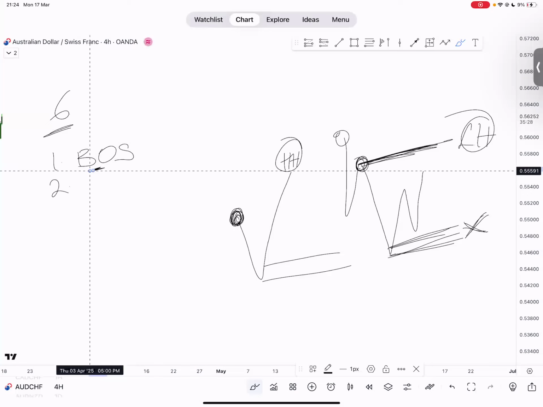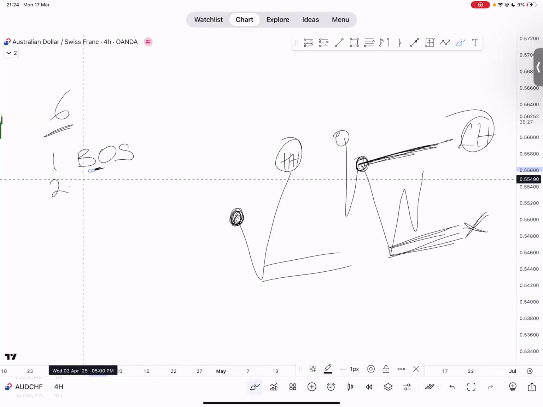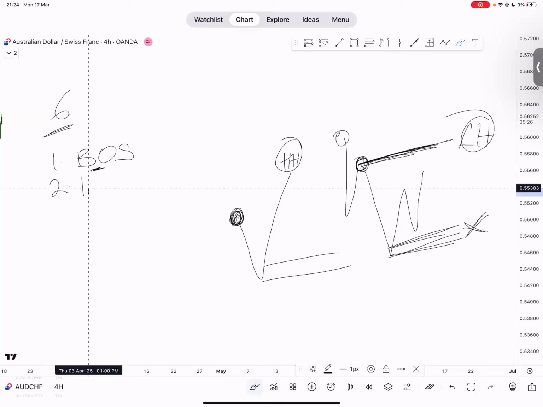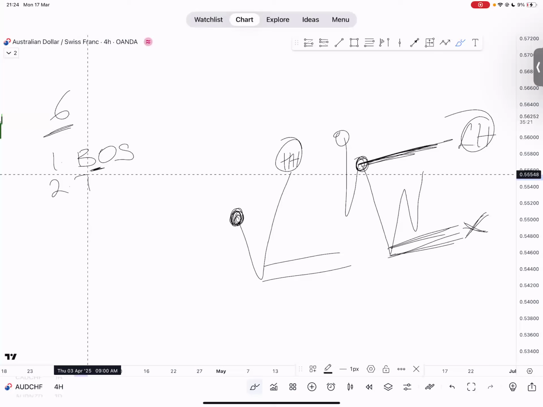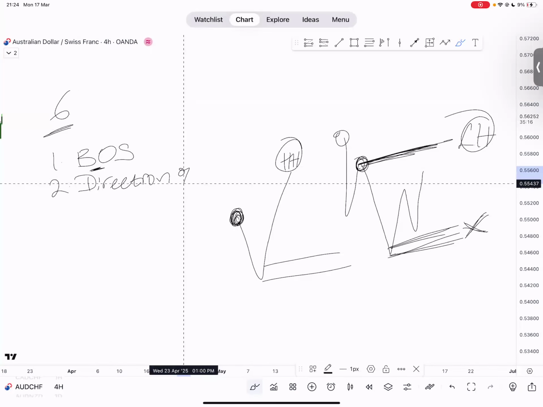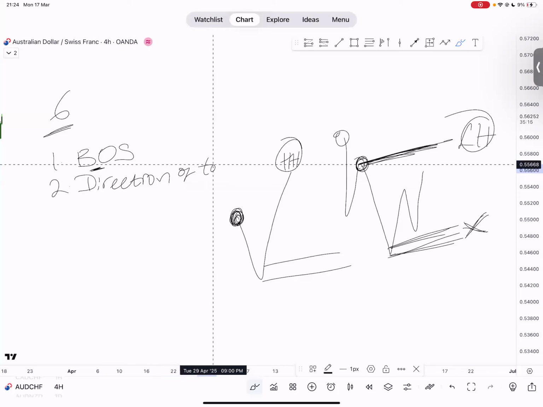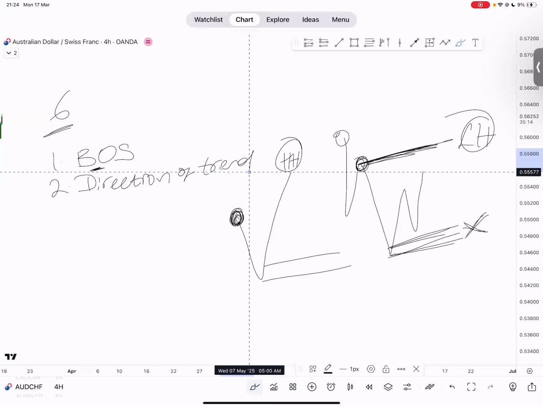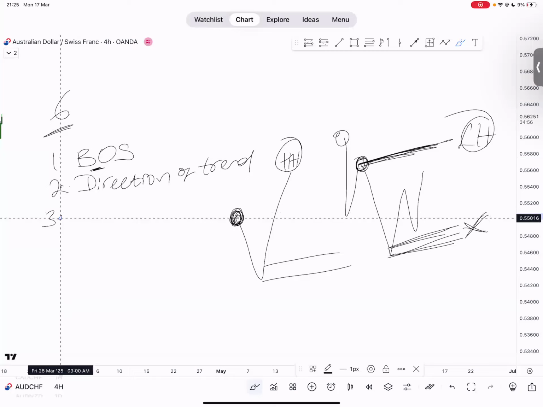And then the next one that I mentioned was the direction of the trend, right? Now, this is one of the most important of our 6 validations, if not even the most important, right? Because when you're buying, you want to be buying in the direction of the trend.